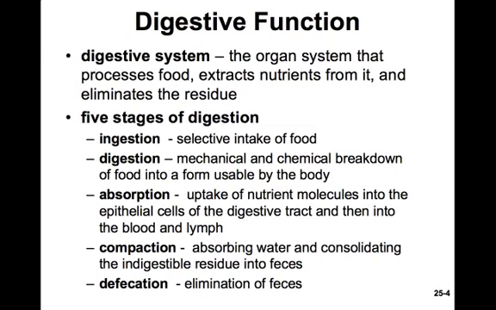Digestive function. The digestive system is an organ system that processes foods, extracts nutrients from it, and eliminates the residue. And all of this digestive function happens in 5 stages. Ingestion, which is our selective intake of food because we have a choice. Digestion, which is the mechanical and chemical breakdown of food into a form that's usable by the body.